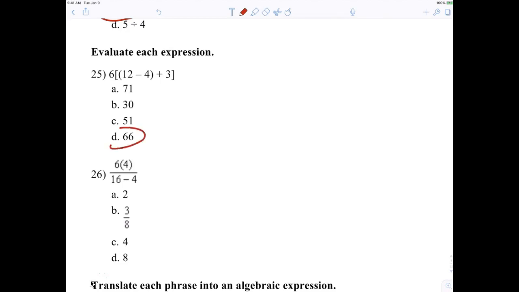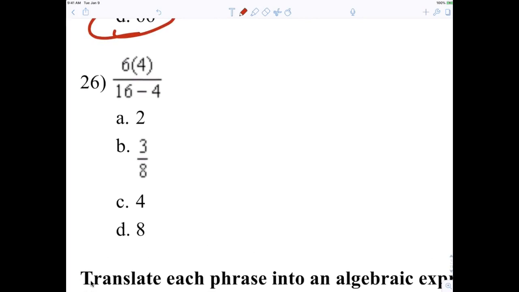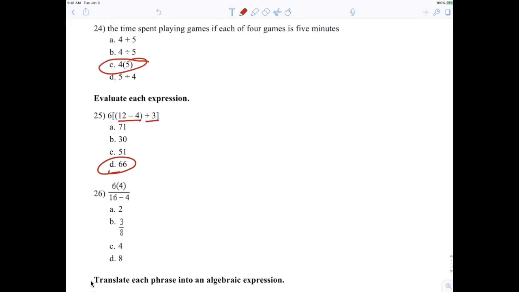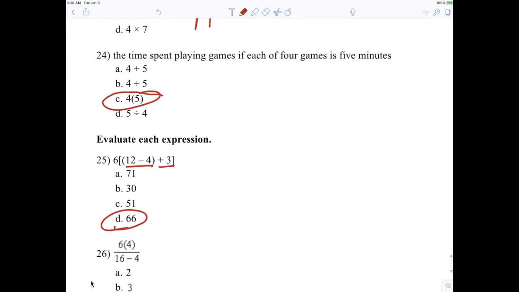Now, let's see if you're correct. What's 12 minus 4? 8 plus 3. 11 times 6. There you go. Perfect. That's how we should be doing that. Now, here is another good one. William, what do you think? Well, now remember, it says if each of the 4 games is 5 minutes. So you had 4 games. Each game is 5 minutes. You see it now, right? That's a good question again.